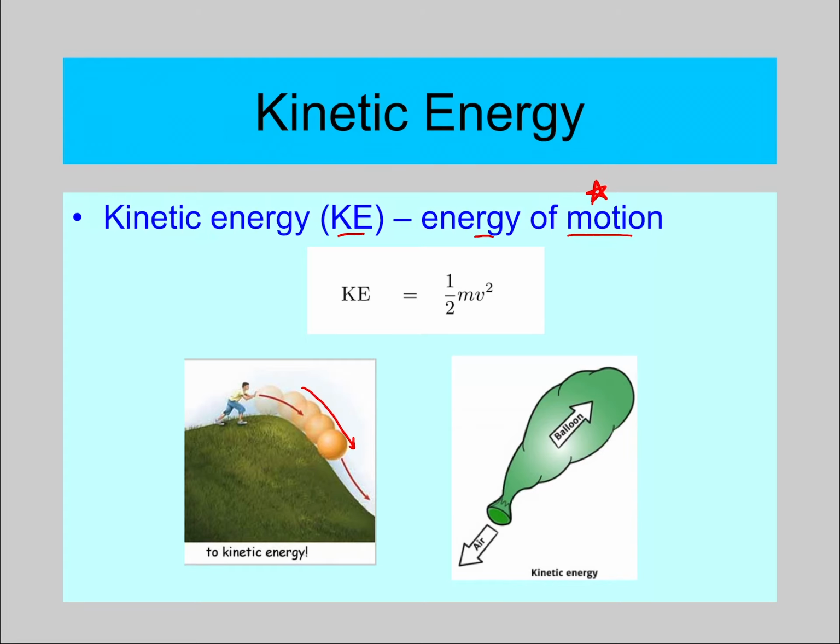So kinetic energy would be when the ball goes down the hill, or when the balloon is released and the air goes out one way and the balloon travels the other way. The formula for kinetic energy is KE equals 1/2 the mass times the velocity squared. So velocity is really the same as speed. Remember we talked about that in chapter 2? So it's how fast something is traveling.